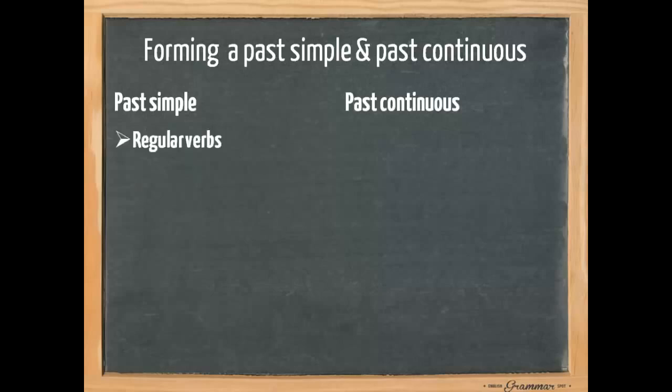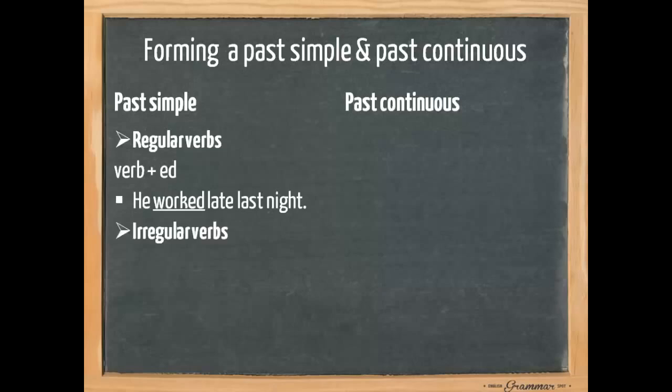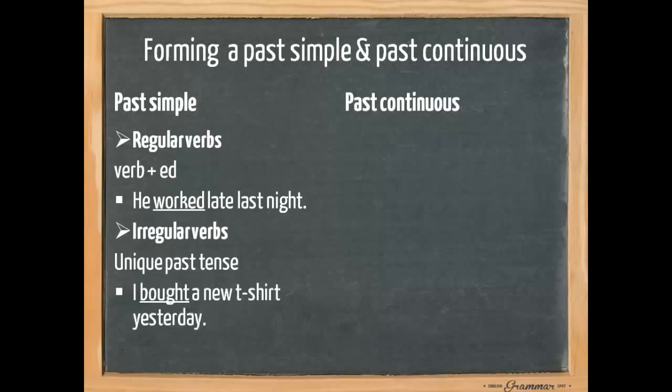As you might know, in the English language, we have regular and irregular verbs, and this is important to remember when forming a past simple. To make a past simple, for the regular verbs, we use the base form of the verb and we add ed. For example, he worked late last night. The irregular verbs have their own unique past tense, so you need to study those carefully. I bought a new t-shirt yesterday. The infinitive form of the verb bought is to buy.